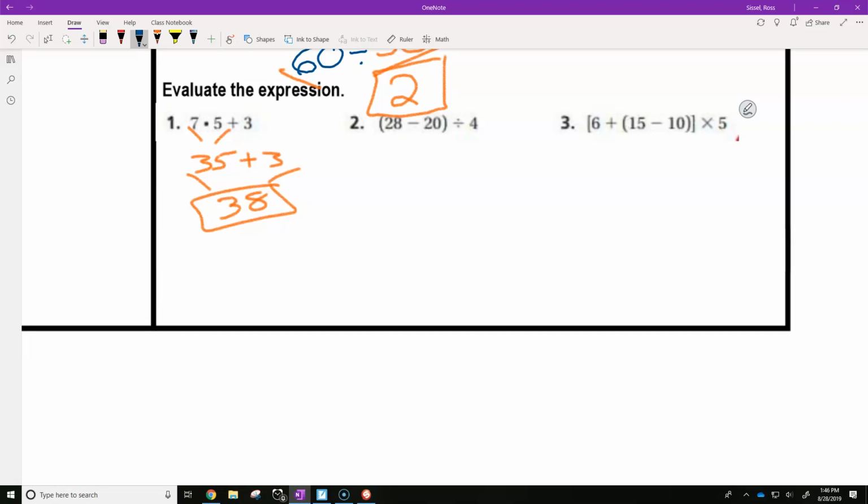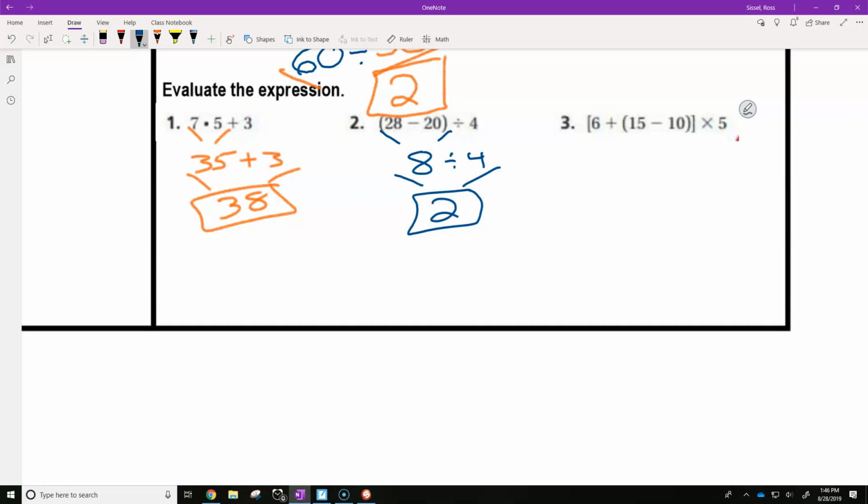Colt, number 2, 28 minus 20 divided by 4. First you do 28 minus 20, which is 8. And then divided by 4. And 8 divided by 4 is 2. Awesome. You guys remember 2 claps and a Hulk Hogan. Alright, 2 claps and a Hulk Hogan. 1, 2, 3. Good job, brother.